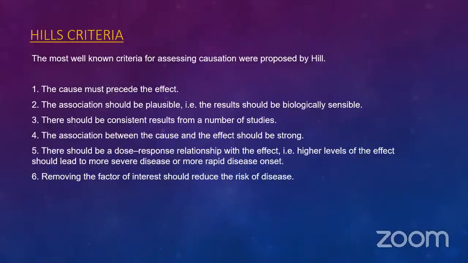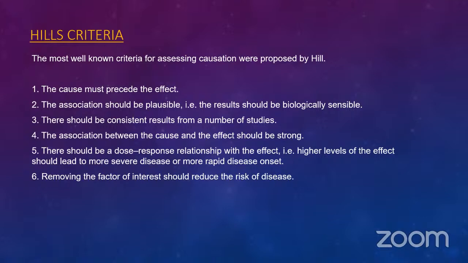So for a factor to cause a disease, a set of criteria must be met. This is called the Hill's criteria. The cause must precede the effect. The association should be plausible, that is, the result should be biologically sensible, like smoking causes cancer. There should be consistent results from a number of studies, that is, the same result should be found in multiple studies. And the association between the cause and the effect should be strong. That is, using an odds ratio, we cannot tell that a factor will definitely cause the disease.